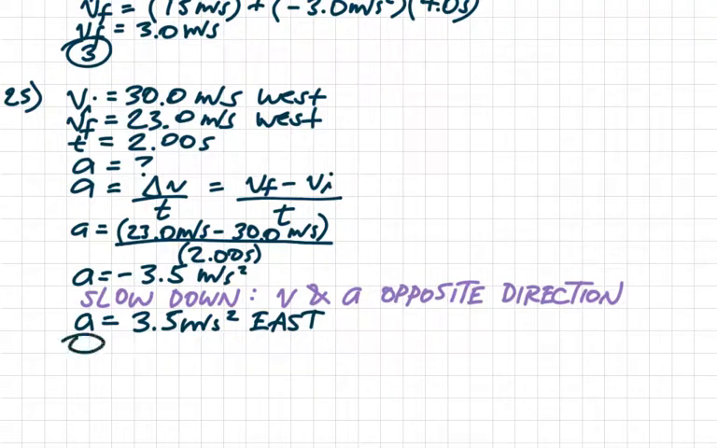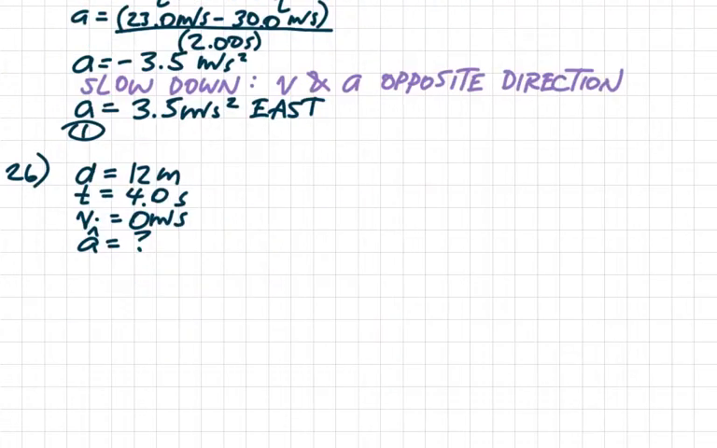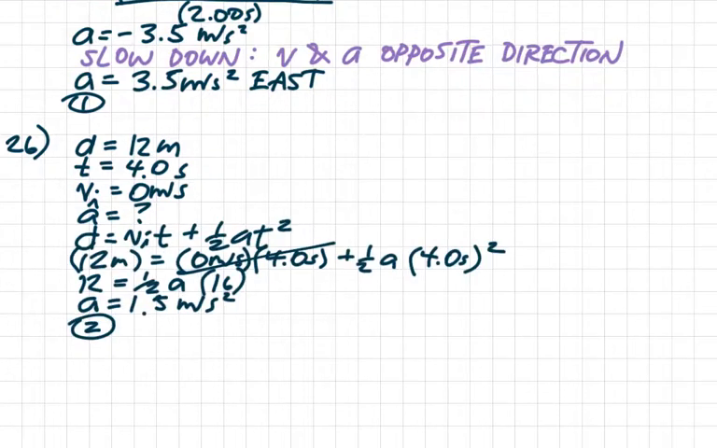Let's go, number 26. So we have a runner. A runner, 12 meters in 4 seconds starting from rest. So v initial is 0, and they want the acceleration. So I would do d is vi t plus 1/2 a t squared and solve for a. 1.5 meters per second squared, choice 2.